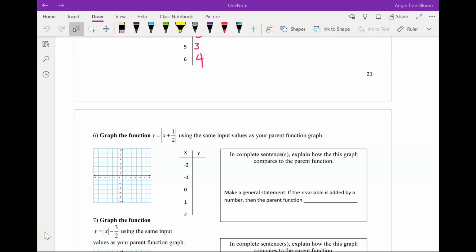Last Thursday, really quickly, okay? On Friday, you guys had a sub. On Thursday, we started exploring absolute values. We finished all the way to the end of page 21. We are now picking up on page 22.